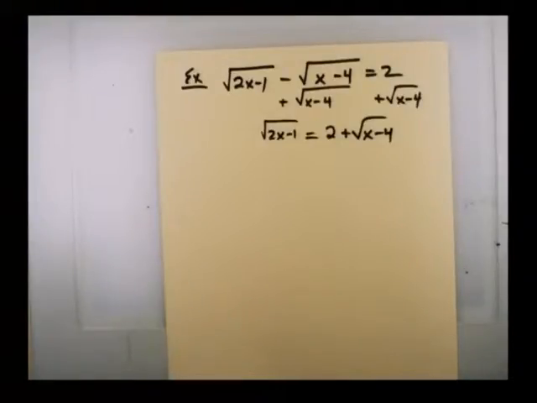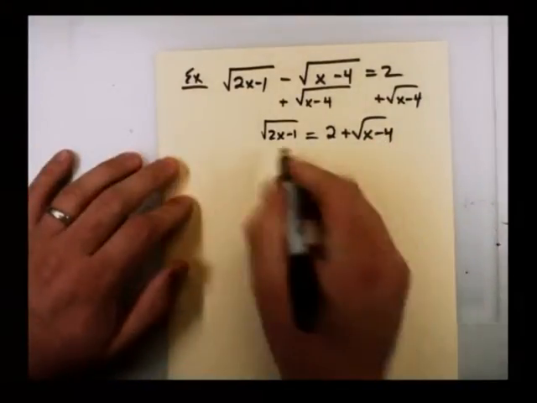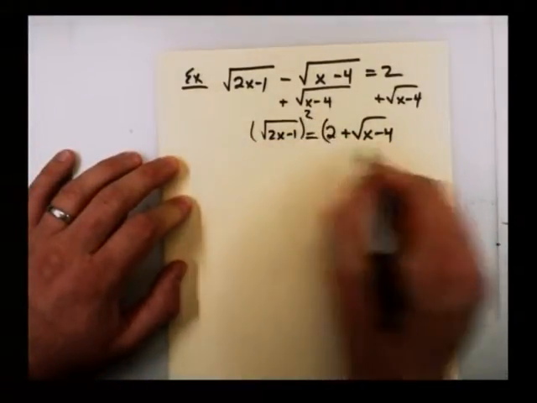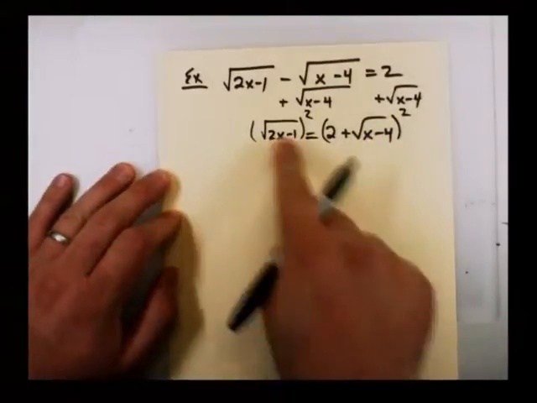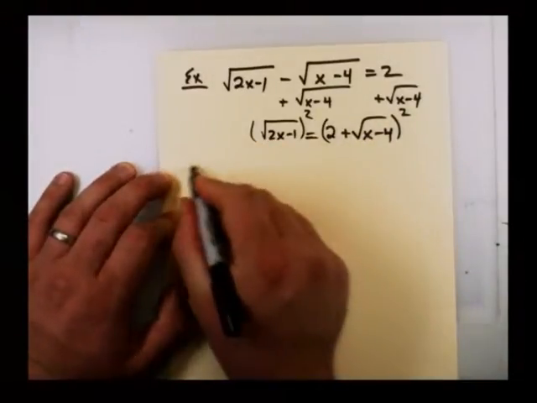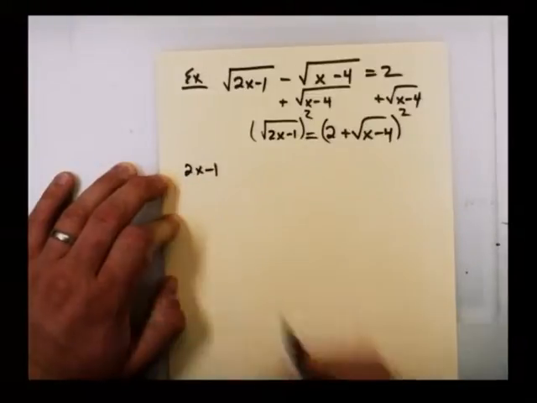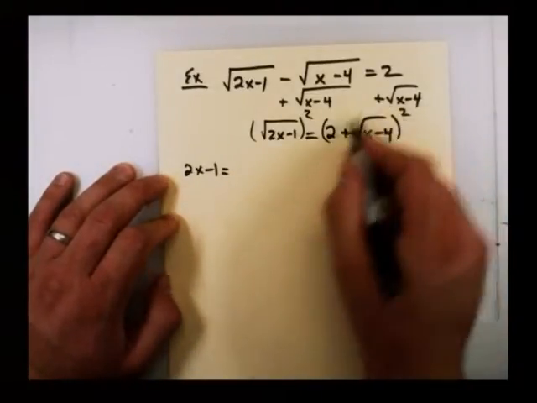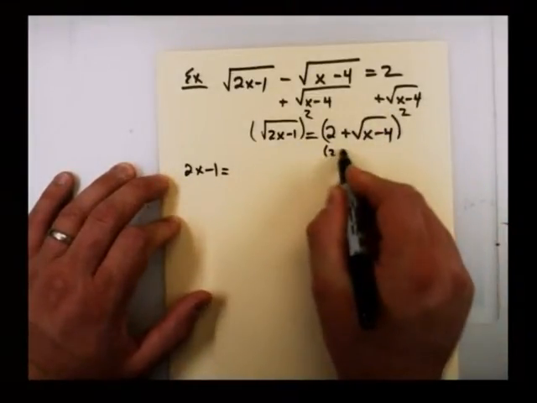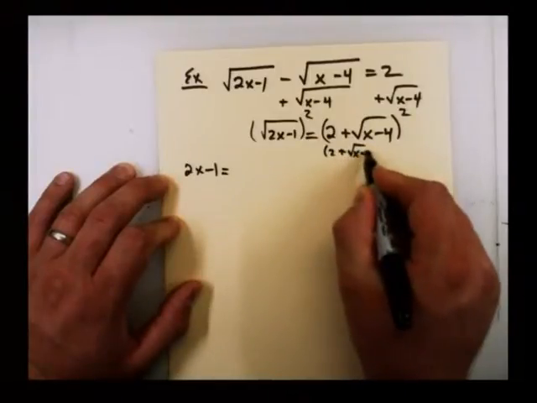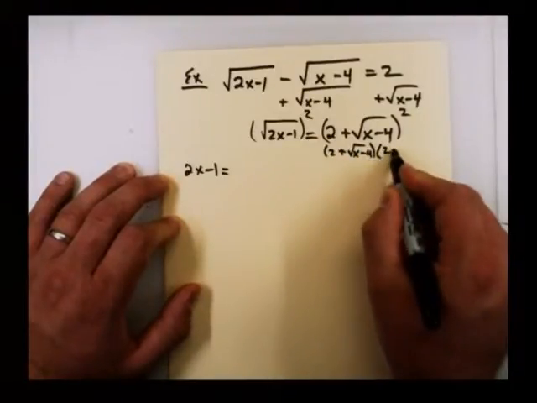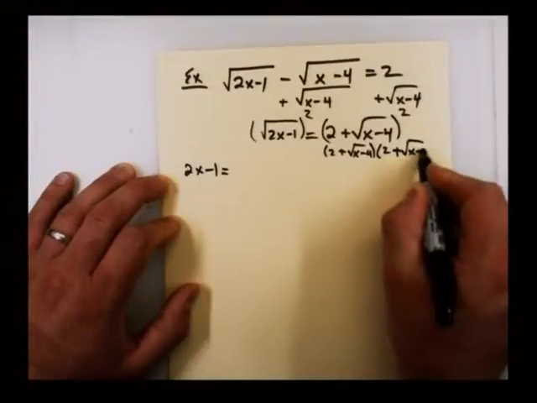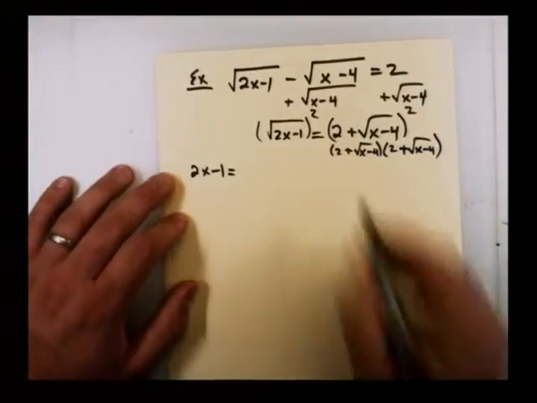Now with that, let's carry that over, and now let's square both sides. Left-hand side's easy. We're just going to have 2x minus 1, and I am going to move it way over to the side because we're going to need some room over here. Think of this as 2 plus the square root of x minus 4 times 2 plus the square root of x minus 4. We're going to FOIL that out.